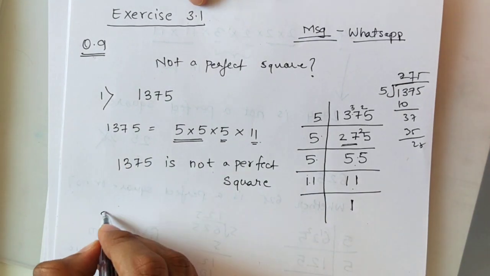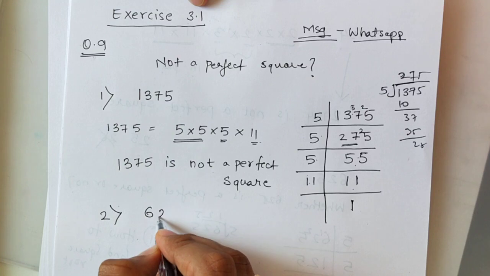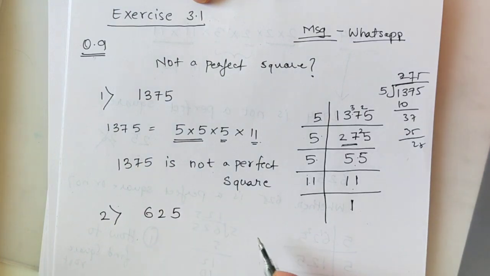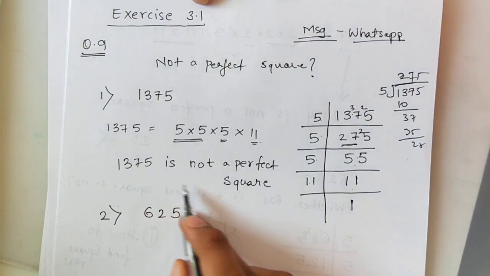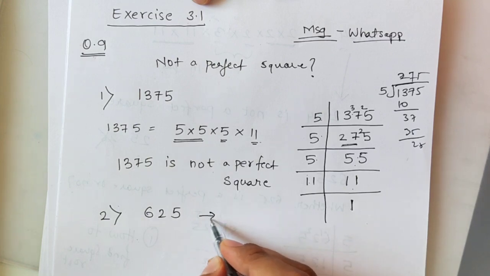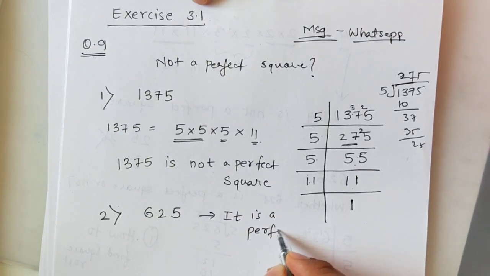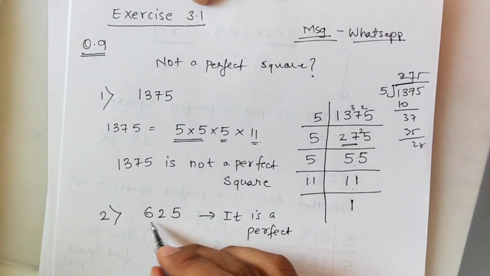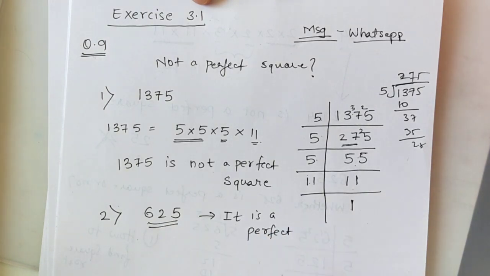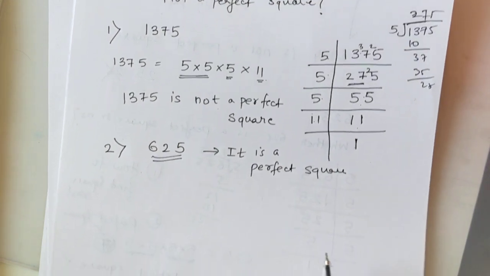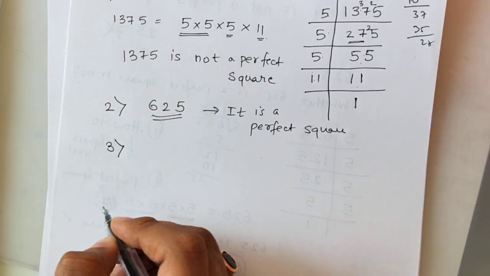Now the second question is 625. Okay. We had already done this 625 number, and we had found that it is a perfect square. Just 5 minutes ago we did this sum and we found that it is a perfect square. Okay, so let's do the third one. Sub question 3.